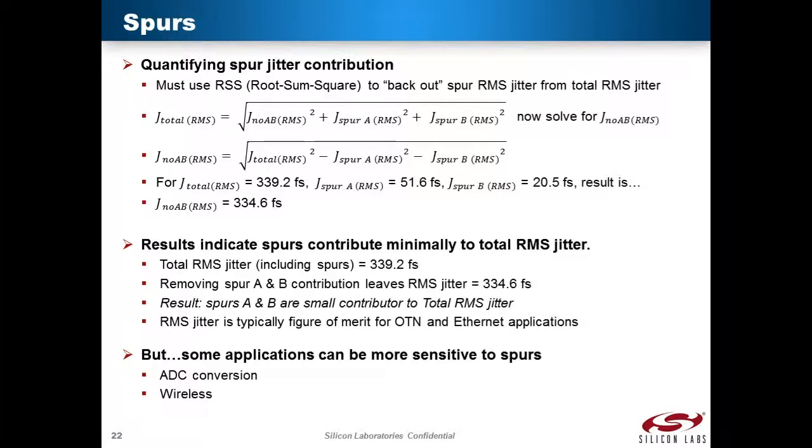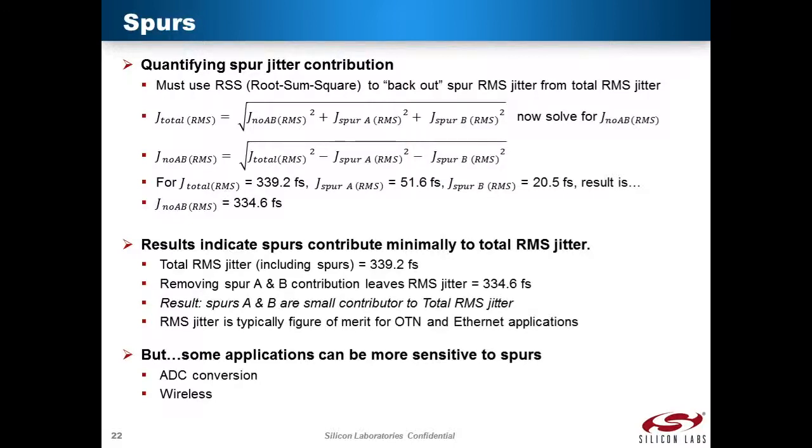RMS values add using the root sum square equation. In other words, to calculate a total RMS of separate RMS values, you need to take the square root of the sum of the square of each value. To quantify the jitter contribution of spur A and B, we use the root sum square, or RSS equation, to back out the spur RMS jitter from the total RMS jitter to arrive at the RMS jitter without the spurs.